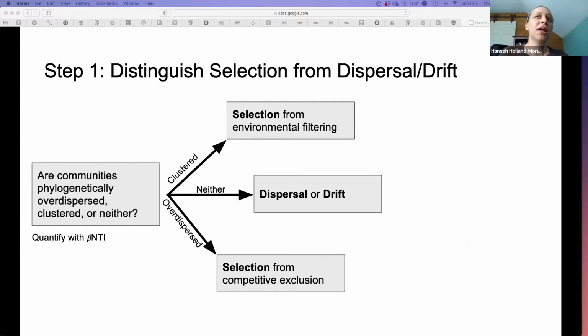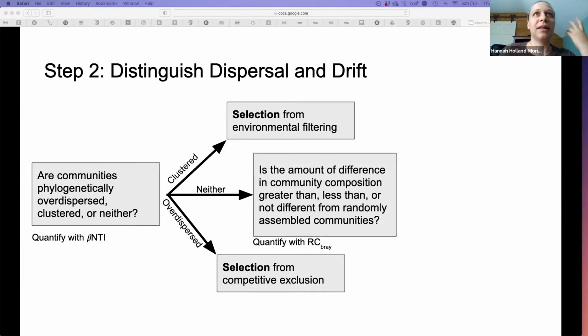If you find that it's not different from randomly generated phylogenies, you say, okay, so selection is probably not the primary force going on here. Instead, we're going to start looking at dispersal or drift. Next slide, please. So second step, distinguish between dispersal and drift.